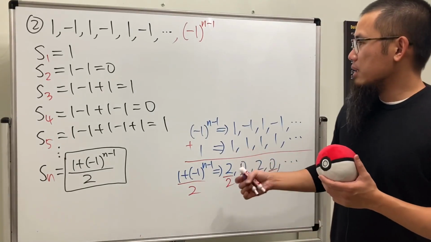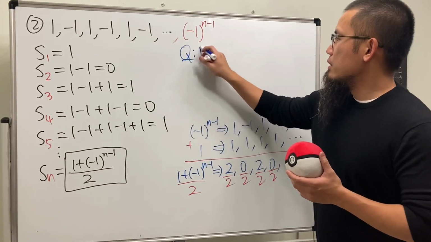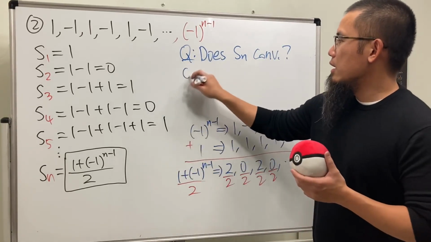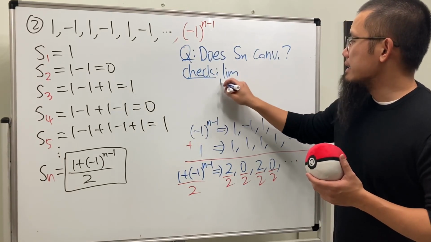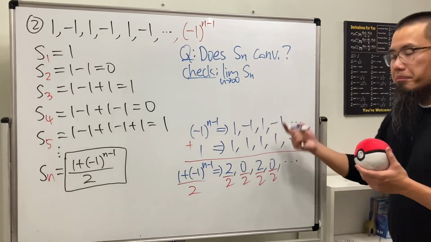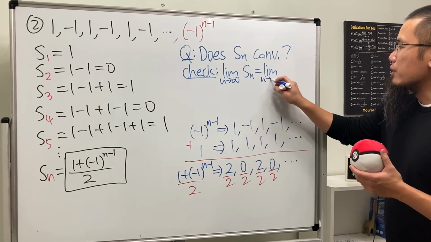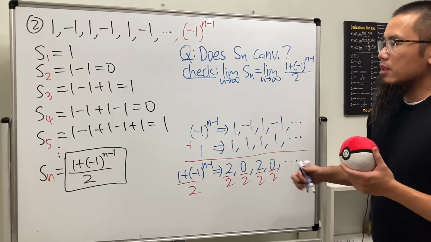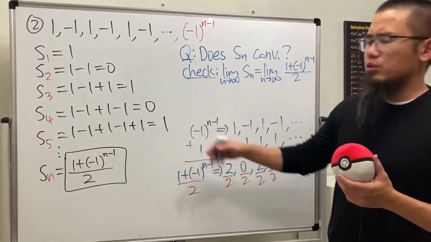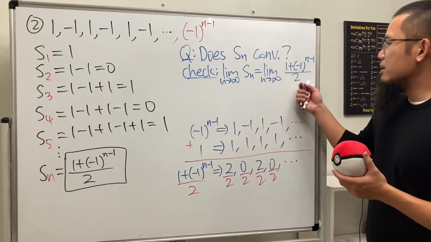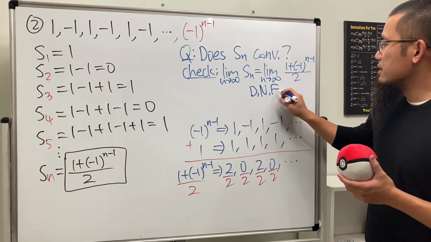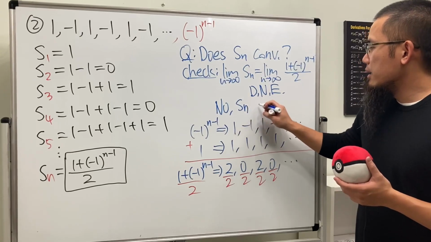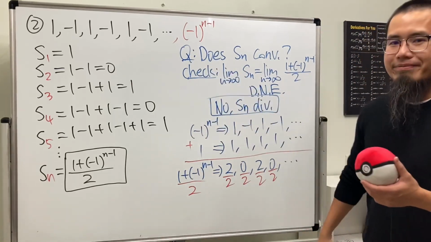Okay, now the question is, does that converge? Does Sn converge? That means we will have to take the limit of Sn. So we check the limit as n goes to infinity of Sn, and this means we will have to check the limit as n goes to infinity of that formula, which is 1 plus negative 1 raised to the n minus 1 power, all over 2. But if you look at the numbers here, 1, 0, 1, 0, it's just up and down all the time. So in fact, this does not exist, right? There's no limit for this. Therefore, for this question, it will be no. Sn diverges. Alright, that will do it.